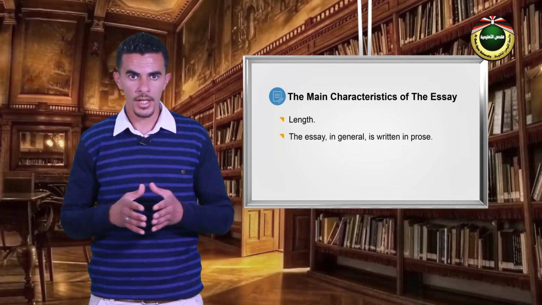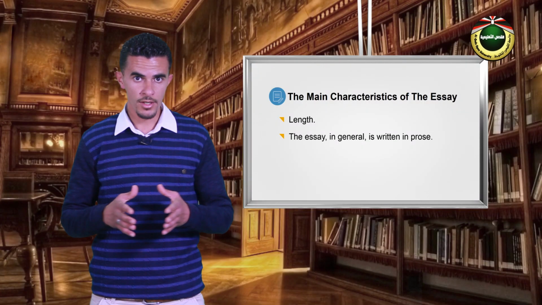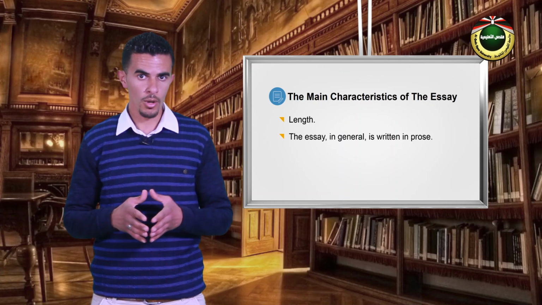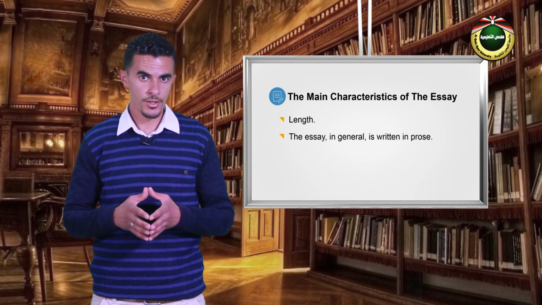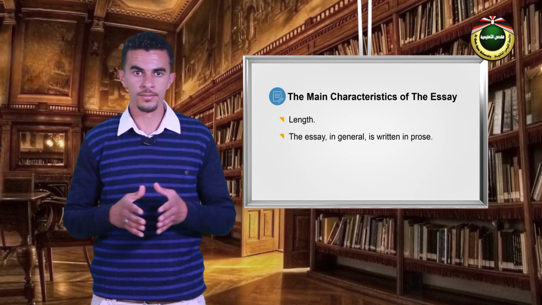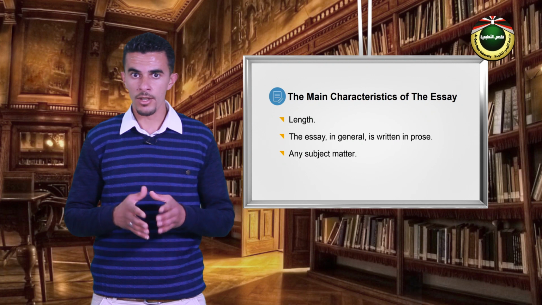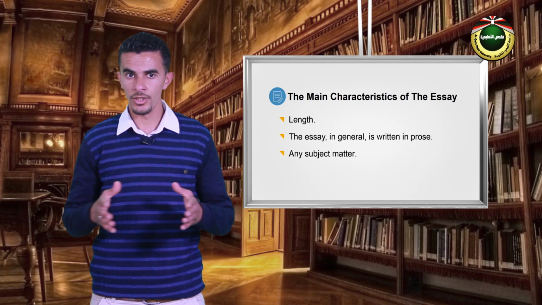Second, the essay in general is written in prose, but some essays are written in verse. For example, Alexander Pope's An Essay on Criticism is written in verse, not in prose. Third, the essay may tackle any subject matter. Essays are written by sociologists, anthropologists, literary men, and so on.